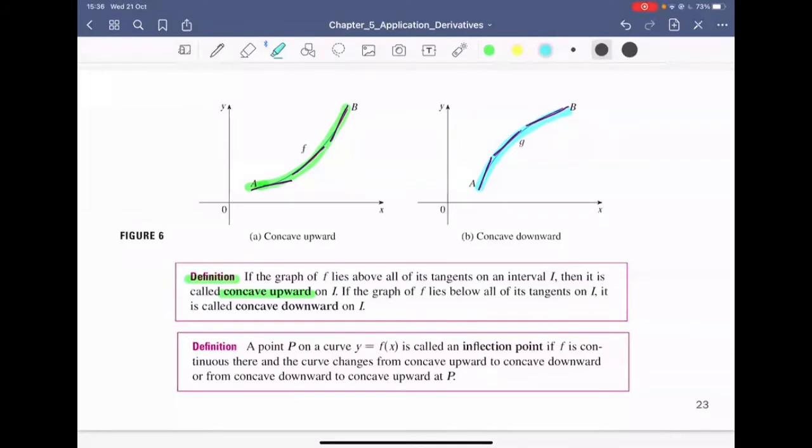I don't know if you have a hard time memorizing this, but when I was a kid, this is how I memorized it. Concave up is going to be a smile.